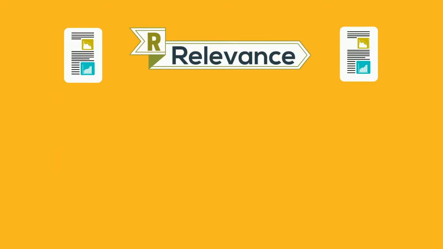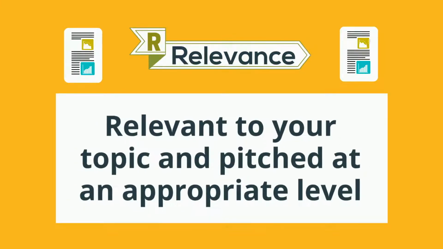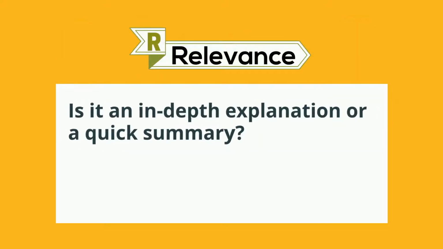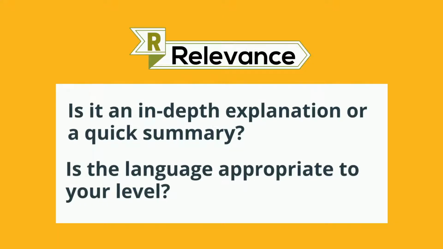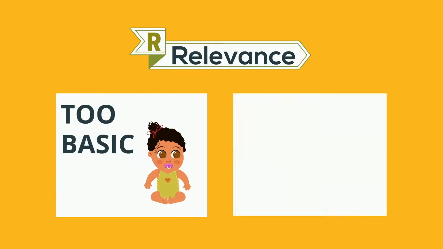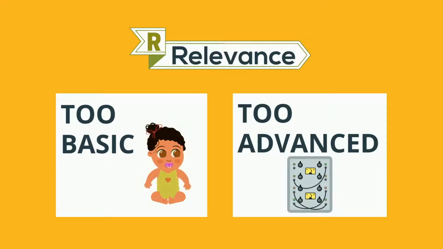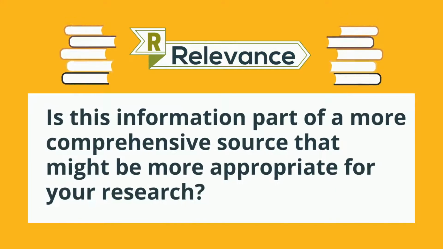The next one is relevance. Sources that you cite should be relevant to your topic and pitched at an appropriate level. Questions to think about around relevance. Is it an in-depth explanation or a quick summary? Is the language appropriate to your level, not too basic or advanced? Is the information part of a more comprehensive source that might be more appropriate for your research?